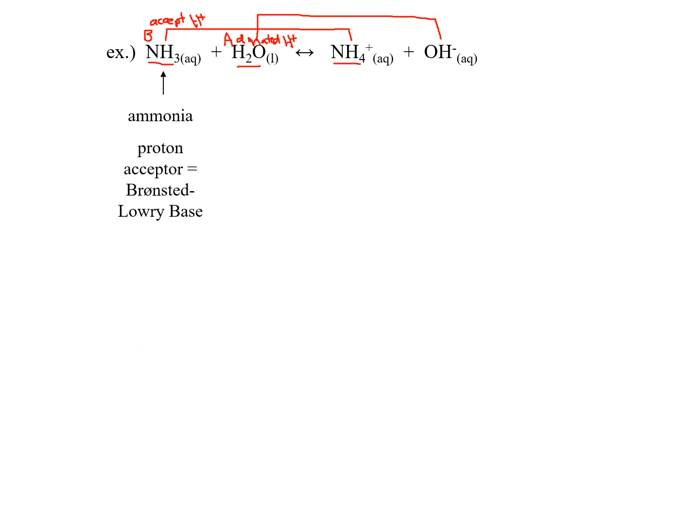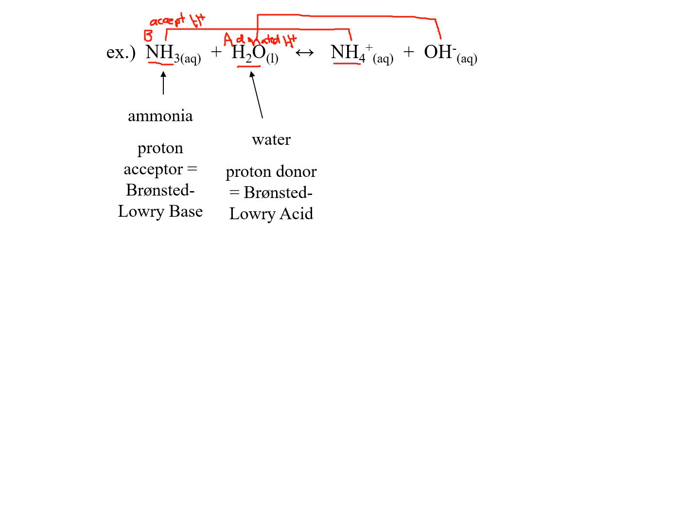So NH3, also known as ammonia, is accepting the H positive, also known as a proton. So it's acting as a Bronsted-Lowry base. The H2O, which we know as water, is donating a proton, an H positive. So it's acting like a Bronsted-Lowry acid. So we know that the ammonia is the base. We know that the water is the acid.